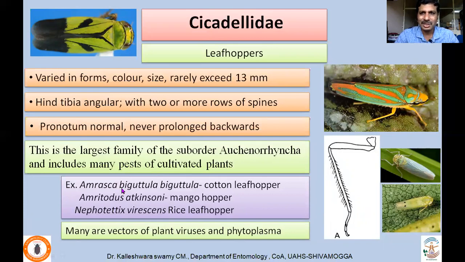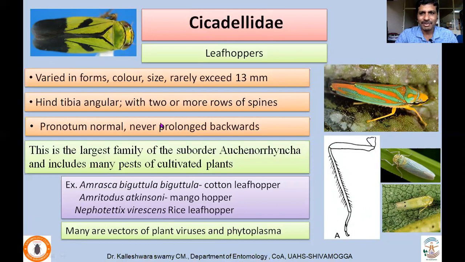Important species include Amrasca biguttula, called the cotton leafhopper. Amblytodus atkinsoni, commonly called the mango hopper. Nephotettix virescens is called the rice leafhopper. Many of them act as vectors of plant viruses and phytoplasma. They acquire the virus or phytoplasma from an infected plant and transmit it to a healthy plant, like mosquitoes, for example.